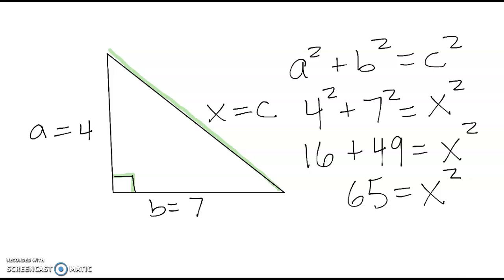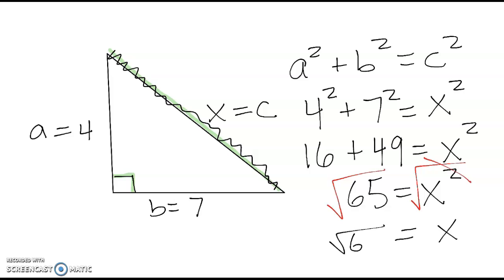Now, what I have just solved for is the square of side C. Okay, but I want to know what the length of this side is, not the square coming off of it. So my last step is always to use the square root. The square root will undo the square. So that square root takes that square away, and I'm left with x equals the square root of 65. Okay, now that is my exact answer.